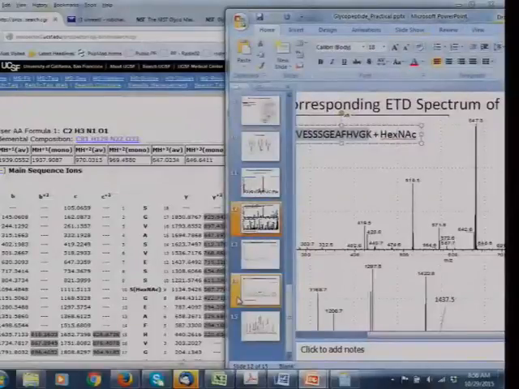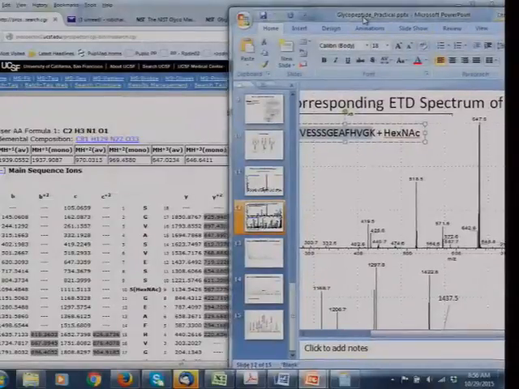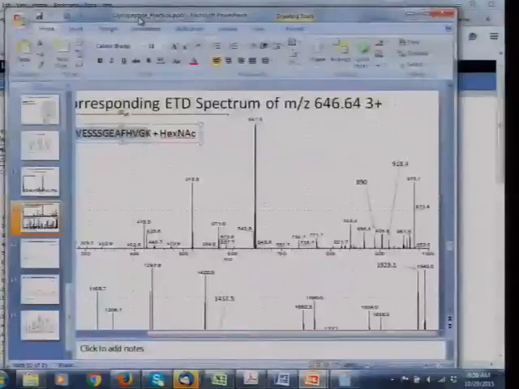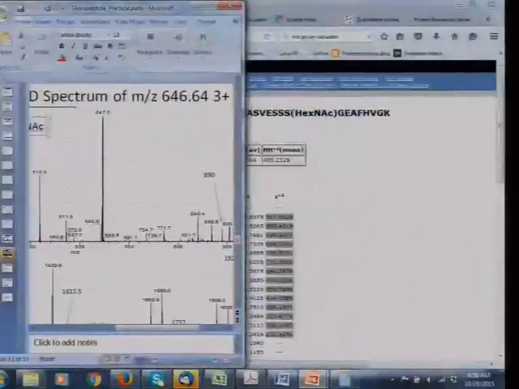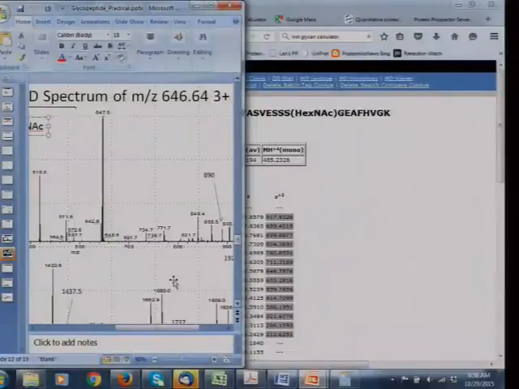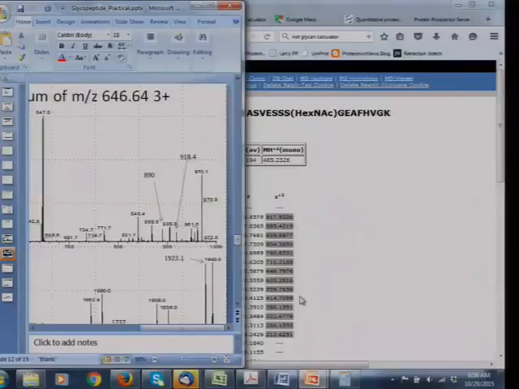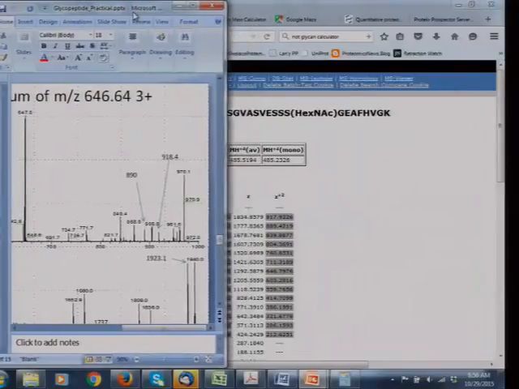So for the z ions, can I get this on the page? Resize. So the 828, we don't see 828 or 1118. So what are these peaks?